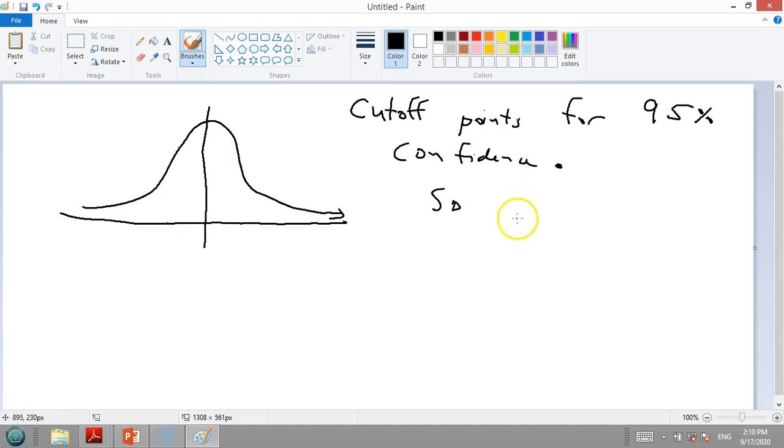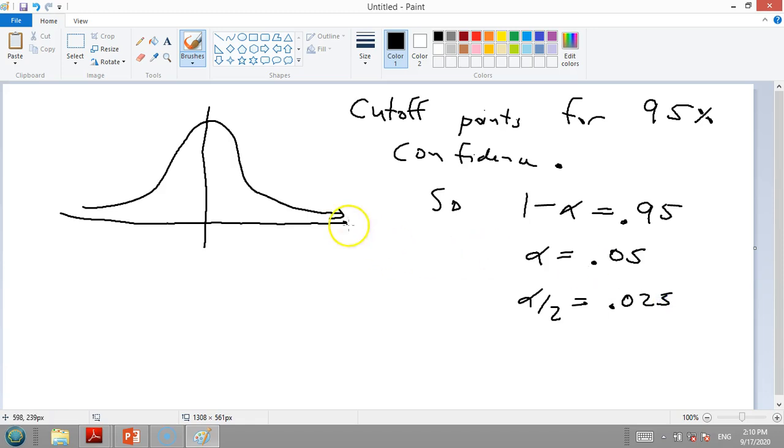So 1 minus alpha is equal to 0.95. Alpha equals 0.05, and alpha over 2 equals 0.025. And so this is the cutoff point I'm interested in here. By symmetry, if I find one of the cutoff points, the other one is going to be the opposite sign. It's going to be the negative. So here, in this case, I'm interested in here.